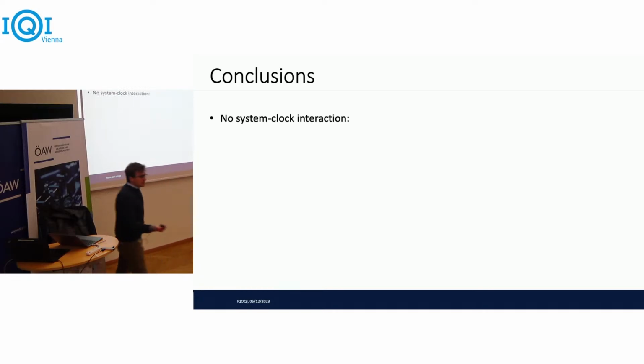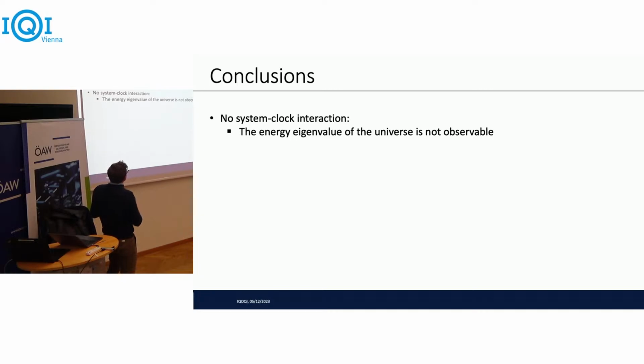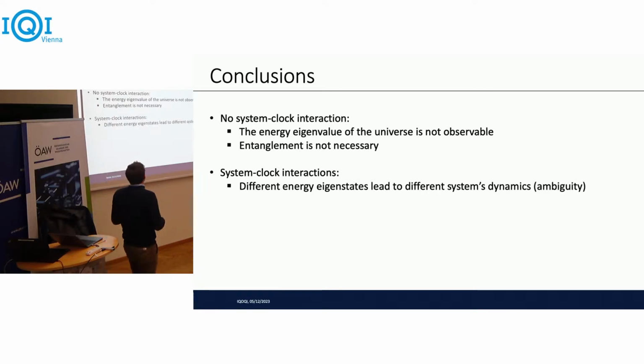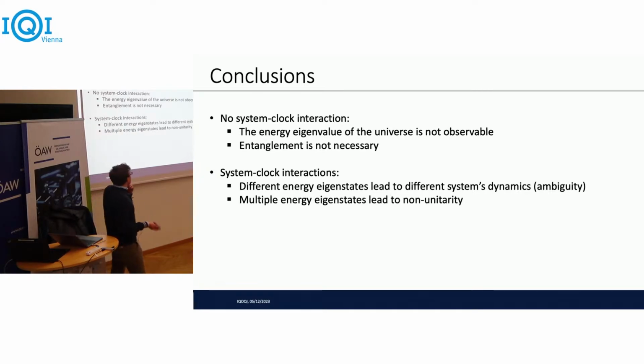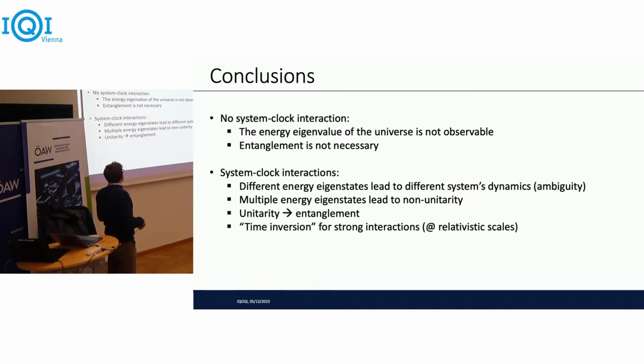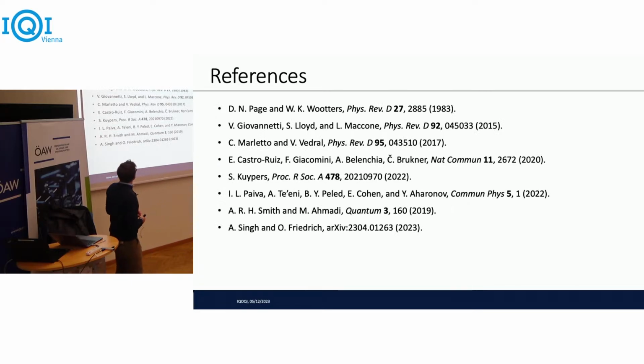So just to conclude, I've shown you this Page-Wootters construction, and we've seen that if we have no system-clock interaction, the energy eigenvalue of the universe is not an observable quantity, and entanglement is not really necessary on the kinematic Hilbert space. But then we've seen that if we add system-clock interactions, different energy eigenstates lead to different dynamics on the system side, which I write here as ambiguity, because how can we choose one over the other? And we've seen that multiple energy eigenstates lead to non-unitarity of the system dynamics, which in general is a problem. Again, if you want to preserve unitarity, we need entanglement on the kinematic Hilbert space. Finally, I showed you that there's this weird time inversion effect when there's strong system-clock coupling. Here are just some of the references I've used. Thank you for your attention.